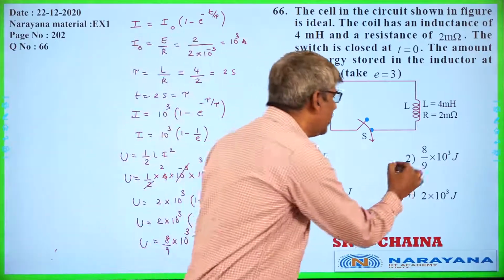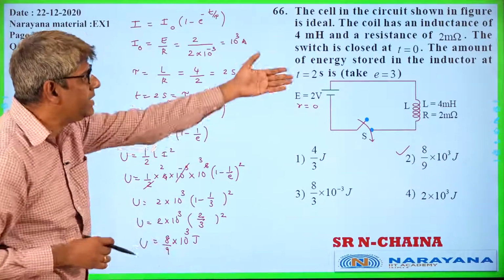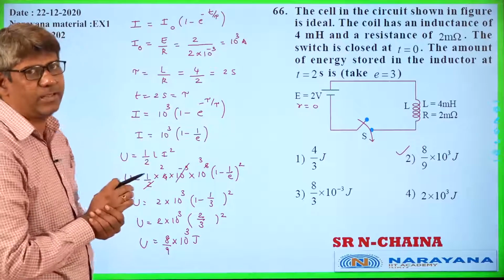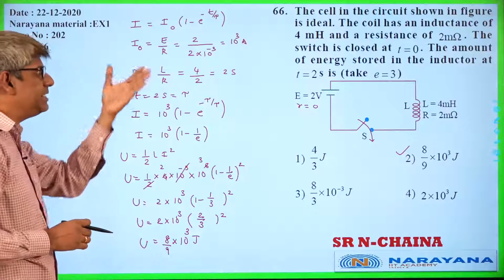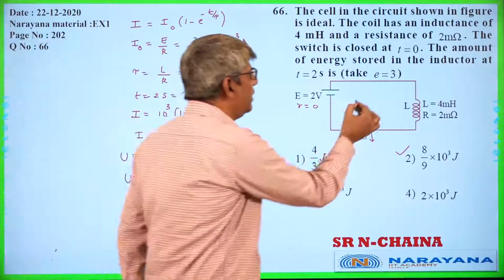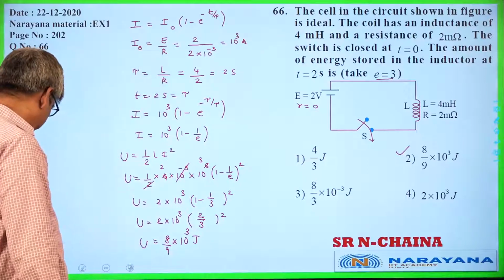So now we got the correct option, 8 by 9 into 10 cube. If E is not given, it will be somewhat difficult, and we get the answer in decimal points with 2.718. If E is given, we have to see carefully what is given here. Next problem.